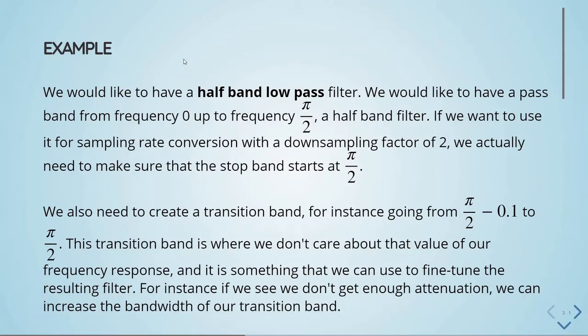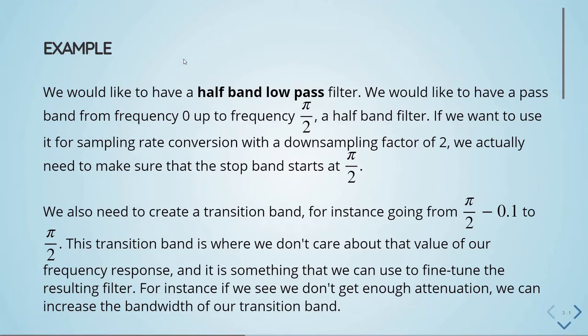Let's take a look into this example now. We would like to have a half band low pass filter. So this means that we would like to have a pass band from frequency 0 up to the frequency pi divided by 2. So this is a half band filter. If we want to use it for sampling rate conversion with a downsampling factor of 2, we actually need to make sure that the stop band starts at pi divided by 2.